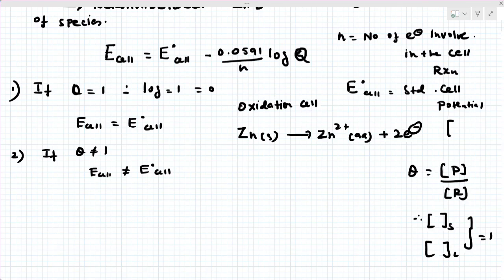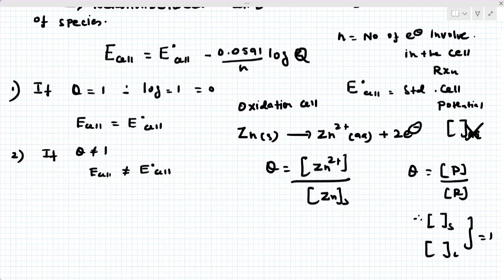Okay, listen. Suppose they give aqueous. Aqueous is not a pure liquid, right? Therefore, for aqueous we have to put the specific value. Now listen. During writing the Q value, you don't mention the electrons. Now what is the Q for this? Zn 2+ is the product, Zn is the reactant, right? Therefore, Q is equal to Zn 2+ aqueous by Zn solid. What is solid? Pure solid is 1, right? So Q is equal to Zn 2+.